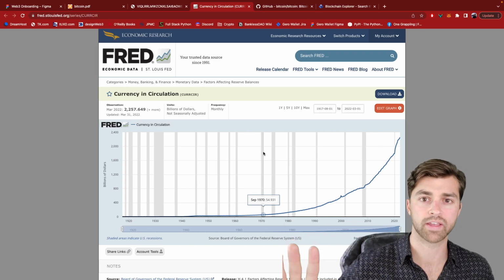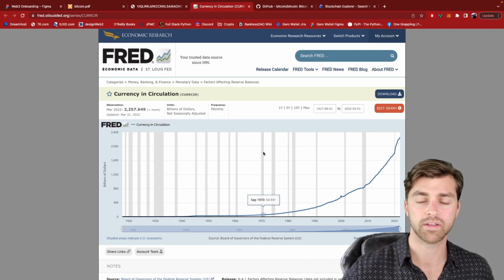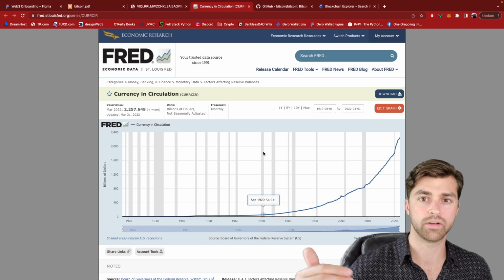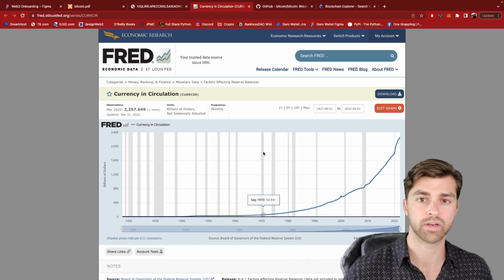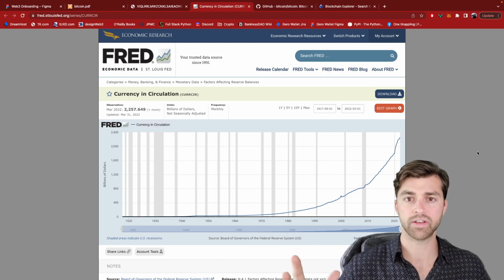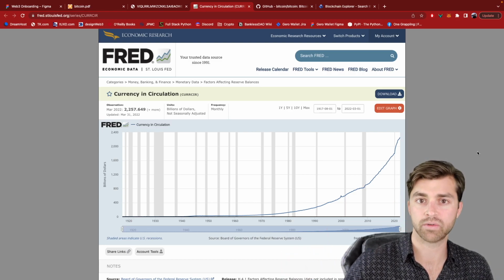And there's no hard cap on the US dollar. The Federal Reserve can print as much, they can issue as many US dollars as they want. So there's really no such thing as scarcity when it comes to the US dollar. There's no fixed supply on it. And if demand stays the same for something, but supply increases, then the price goes down, or the value of that good, service, or currency goes down.